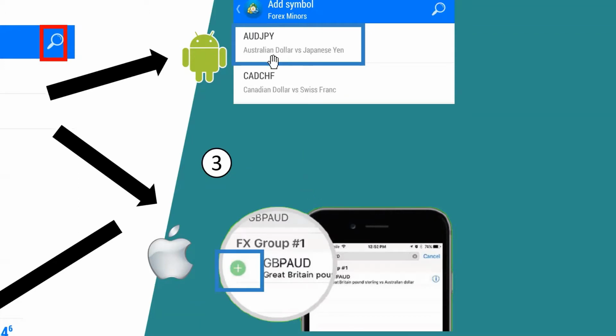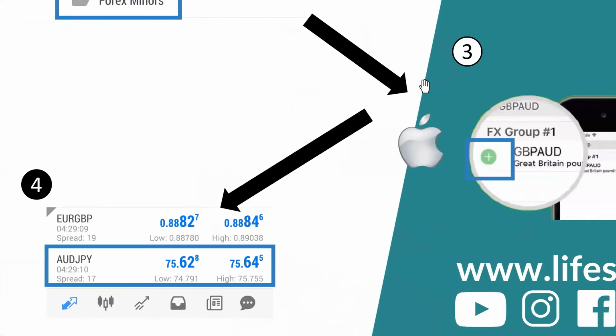So add in all of your Forex Miners by, on Android, tapping on them and they will disappear, and on iPhone by clicking on the green plus symbol. Once you've done that, you can click on done or the back button and return back to your quotes list, where you can see all your currency pairs presented on your quotes.